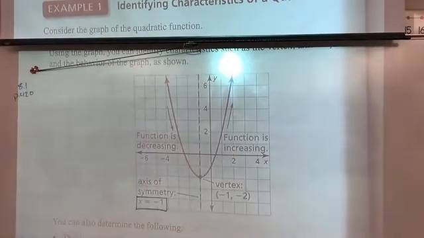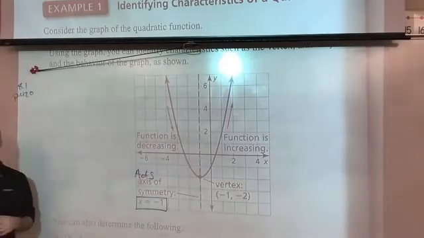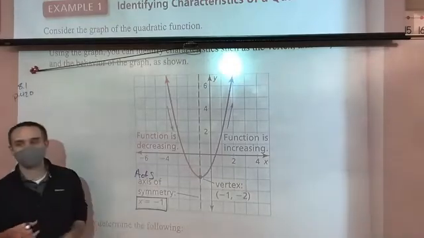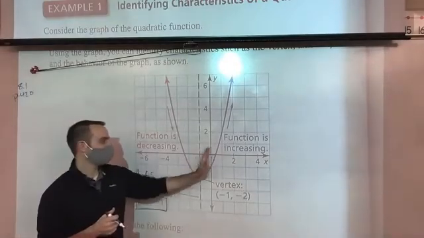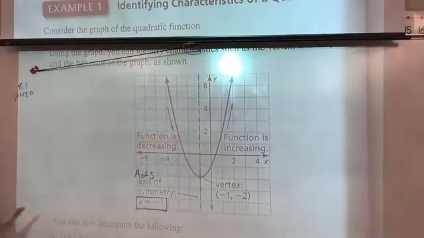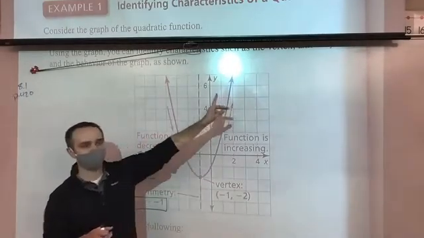So your axis of symmetry, and we abbreviate axis of symmetry A of S. So you can abbreviate it A of S if you want, or you'll just see me doing it. Our A of S is always x equals a number because it's an equation. It's an equation of a vertical line. So this is x equals -1. That's a vertical line at -1, my A of S. We've got it still decreasing on the left side here, increasing on the right.